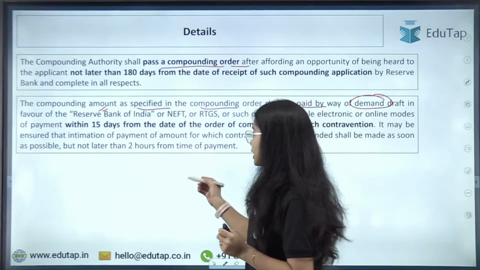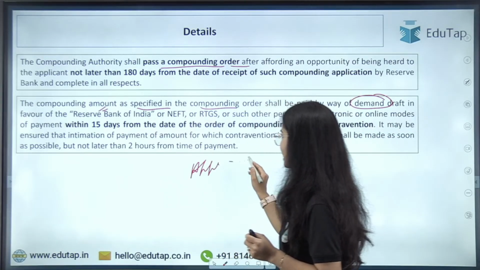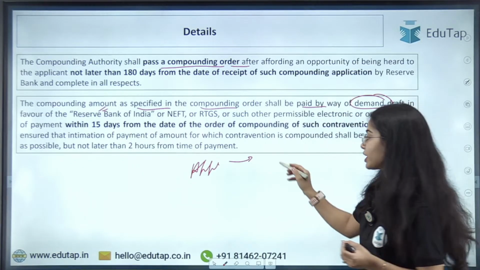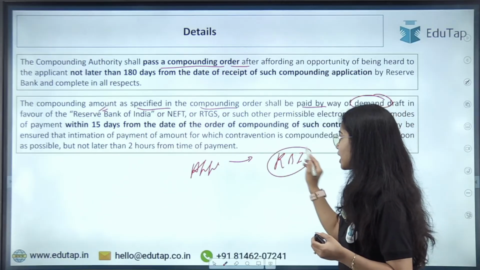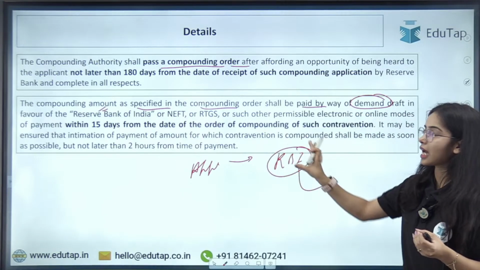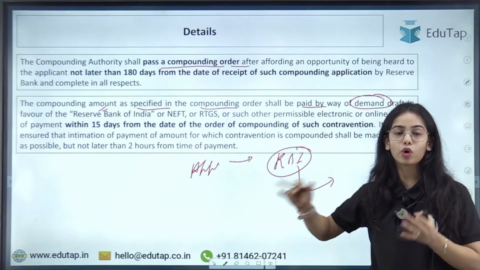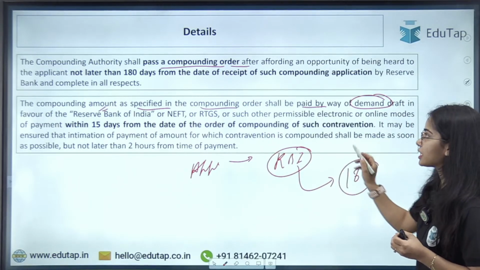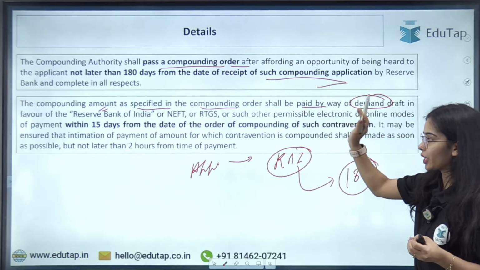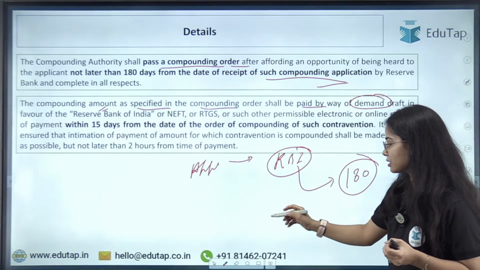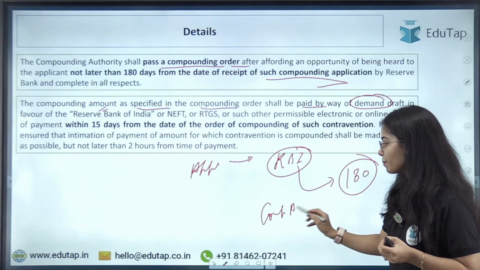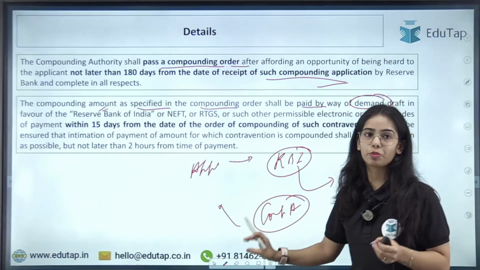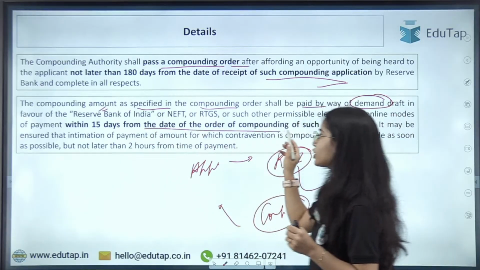So basically, if the application has been raised by the applicant and the application has been accepted by the RBI, the compounding of contravention should be done within 180 days of receiving the compounding application. Okay. And if there is some compounding amount that has to be paid by the applicant, the compounding amount has to be paid within 15 days from the date of compounding order.